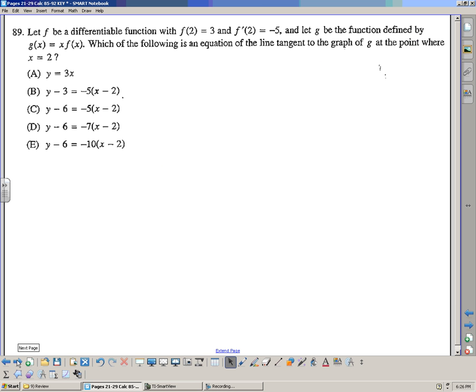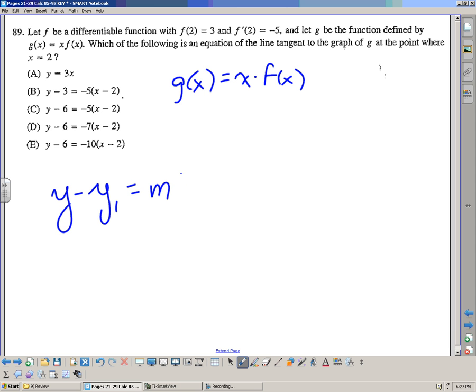Number 89 says, let f be a differentiable function with f of 2 equal to 3 and f prime of 2 equal to negative 5, and let g be the function g of x equals x f of x. Which of the following is the equation of the line tangent to the graph of g at the point where x equals 2? So let's see. They told us g of x was x times f of x, and they want the equation of the tangent line. So anytime you have the equation of the tangent line question, we write y minus y1 equals m times x minus x1.